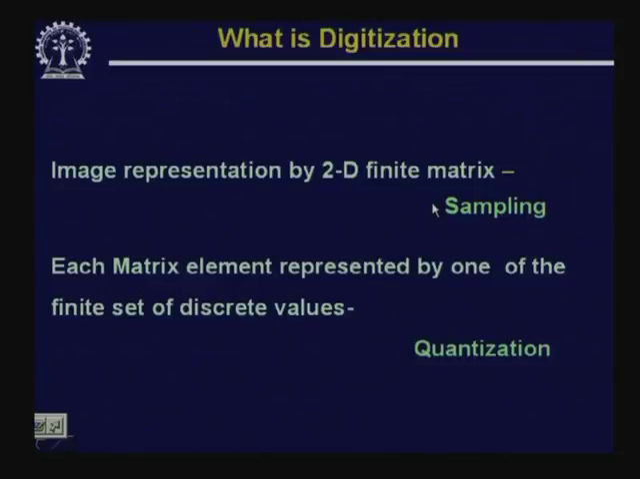So, typically what we have said till now indicates that by digitization, what we mean is an image representation by a two-dimensional finite matrix, a process known as sampling. And the second operation is that each matrix element must be represented by one of a finite set of discrete values, and this is an operation which is called quantization. In today's lecture, we will mainly concentrate on sampling, and quantization we will talk about later.